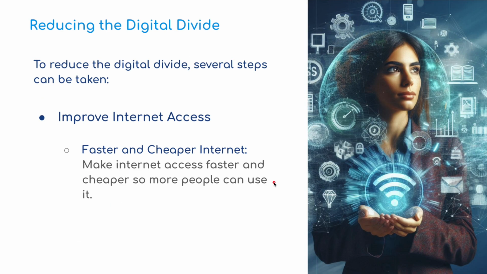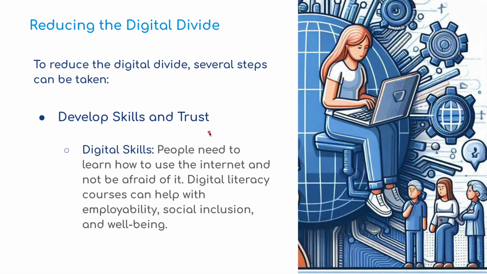So, how can we reduce the digital divide? We can start by improving internet access. Faster and cheaper internet for everybody. Obviously make internet access faster and cheaper so more people can use it. Develop skills and trust. Digital skills, people need to learn how to use the internet and not be afraid of it. Digital literacy courses can help with employment, help with social inclusion, and help with well-being.